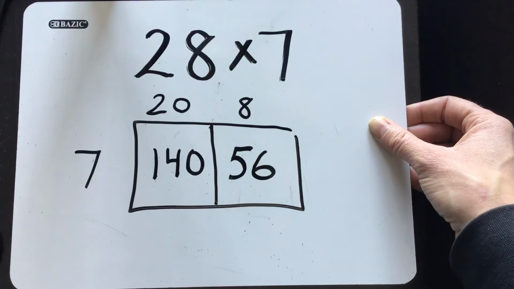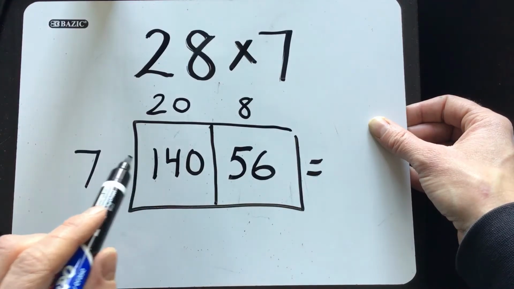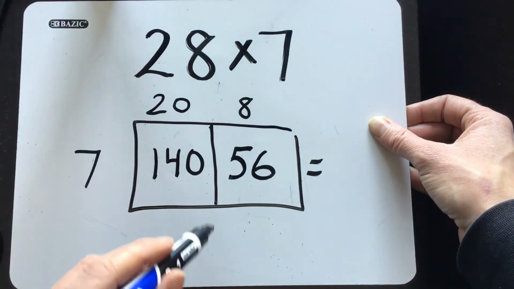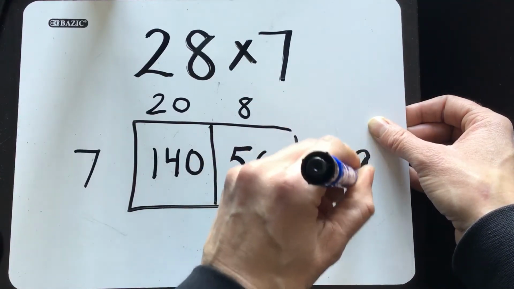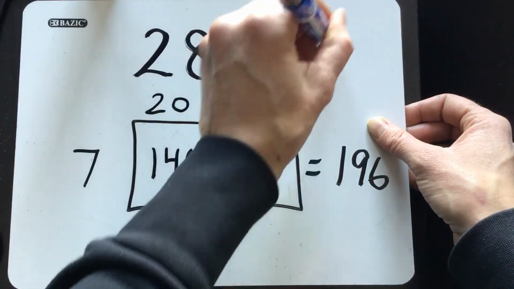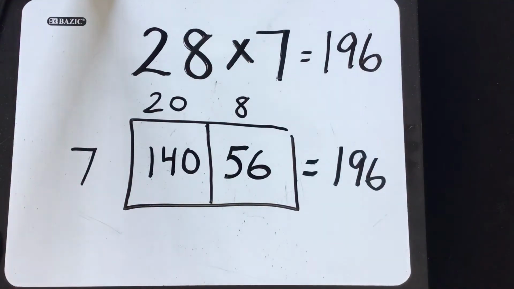Then all you need to do is combine your 2 boxes, and that's where our mental math comes in handy with adding. So I need to be able to add 140 plus 56, and my answer should be 196. So 28 times 7 is 196. So that's using the box method with a 2-digit by a 1-digit.